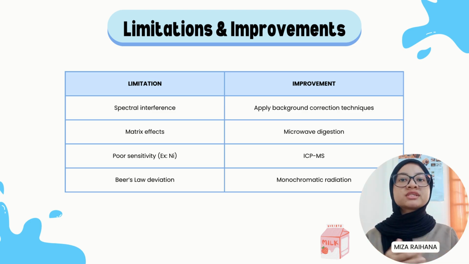The third one is the poor sensitivity for certain elements, such as nickel in the study, so we can switch to a more sensitive technique such as ICP-MS to detect nickel. And the limitation of Beer-Lambert law deviation, which resulted in a non-linear response at high concentrations. This can be improved by using monochromatic radiation.